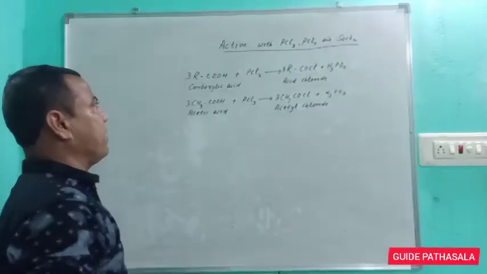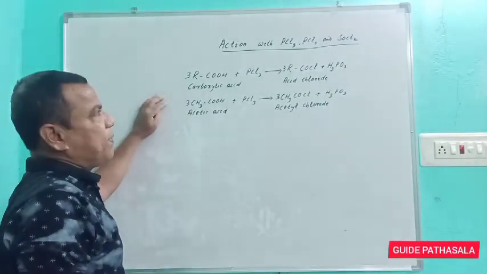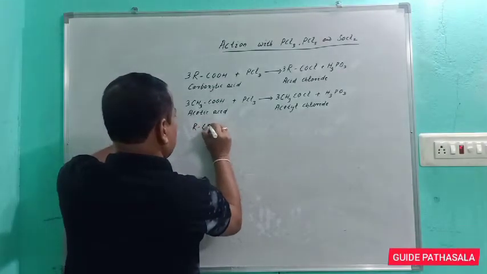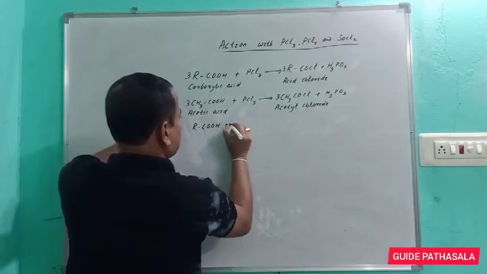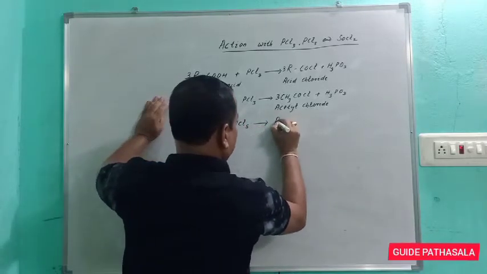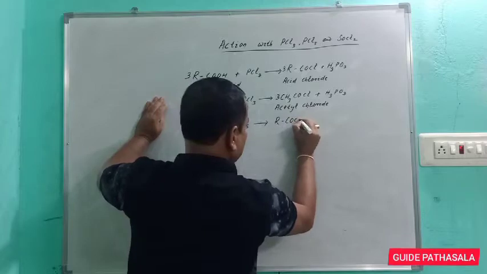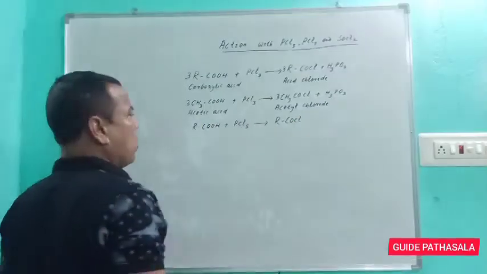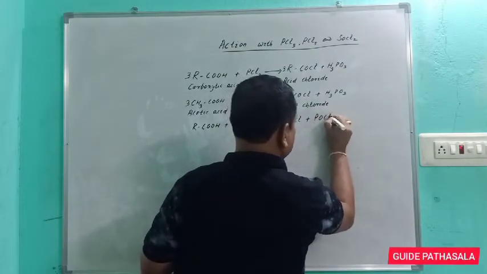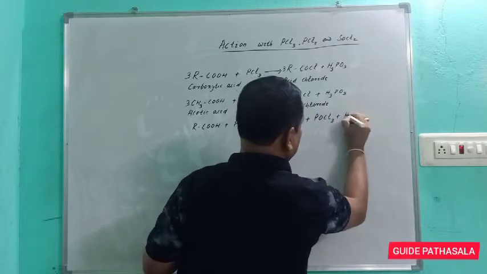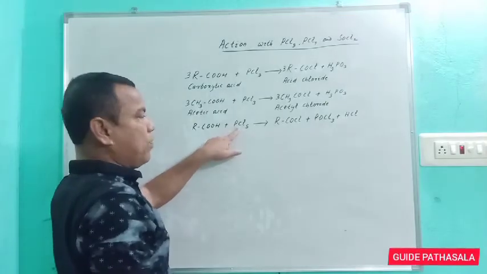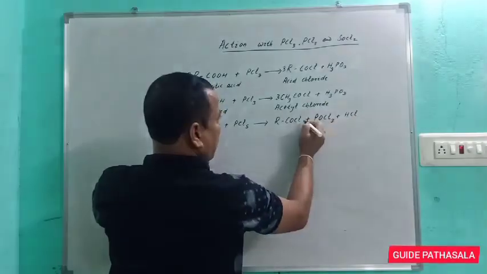Then the action with PCl5. When a carboxylic acid reacts with PCl5, an acid chloride is formed. RCOOH plus PCl5 gives the acid chloride RCOCl, plus POCl3 and HCl. Now the left side contains 5 chlorine atoms, and the right side also has 5: 1, 3, 1 makes 4, 1 makes 5.